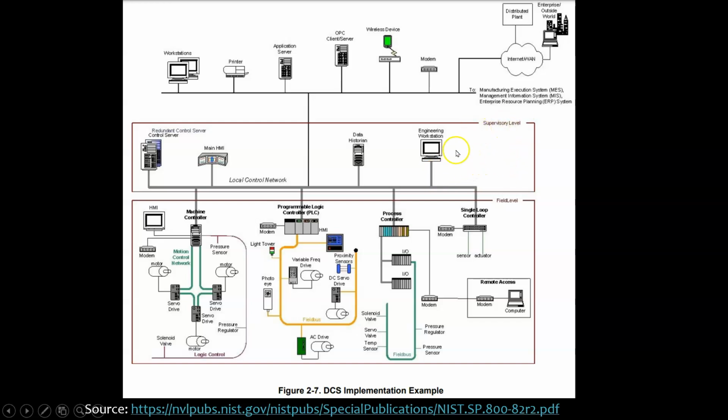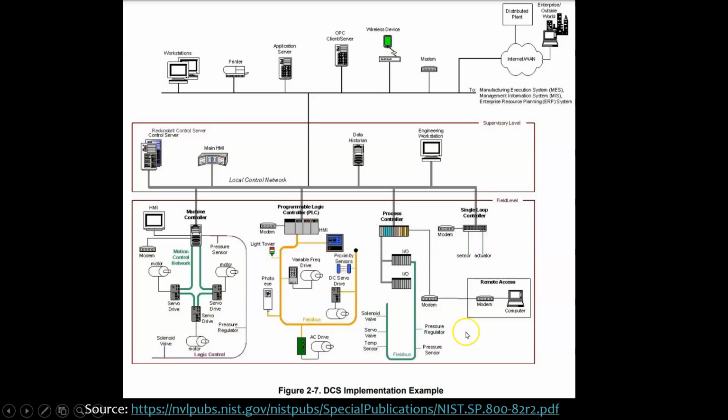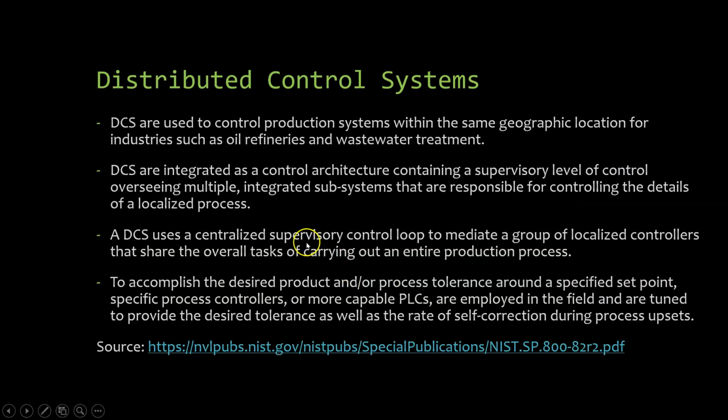And between the supervisory level and the enterprise, commonly there is some DMZ or demilitarized zone to separate them from each other. So basically this is what is explained here, that the DCS are used to control the production systems within the same geographic location for industries such as oil refineries and wastewater treatment. So you have production systems here, you have this supervisory level to control these production systems.